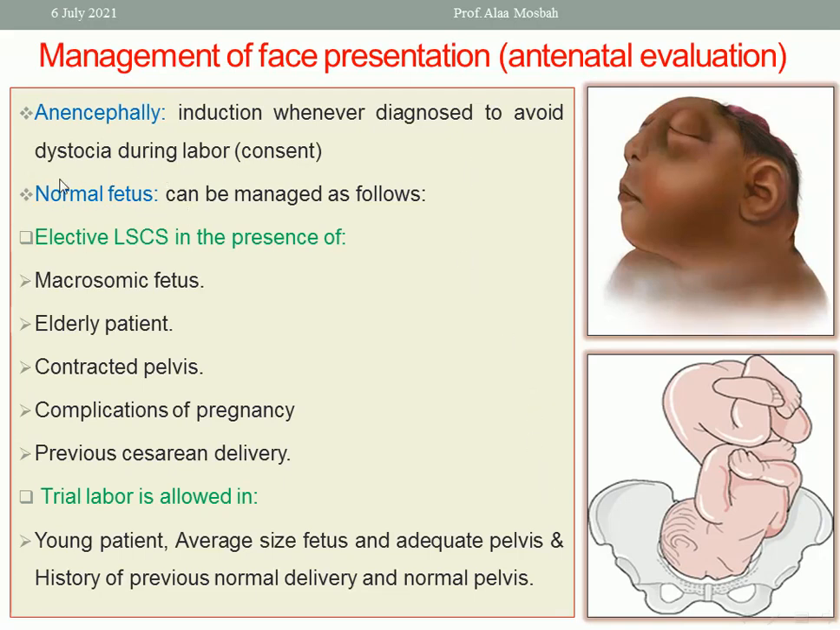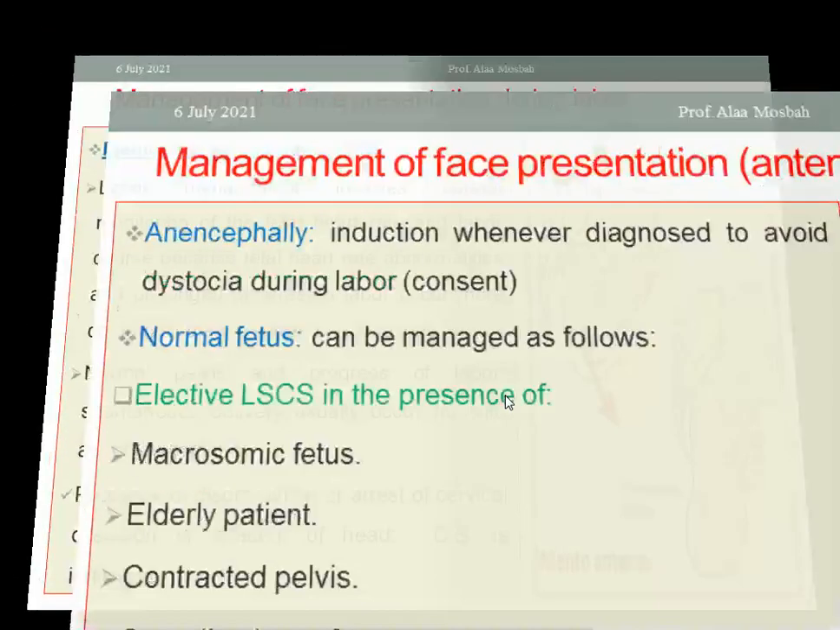What about the normal fetus? It can be managed by elective cesarean section if there is contracted pelvis or fetopelvic disproportion or macrosomic baby or any other complication with pregnancy or previous cesarean section, and in mento-posterior cases. Trial of labor can be given to the young patient with average size fetus and capacious pelvis, and if she has a history of previous normal delivery and normal shaped pelvis and the mento-anterior position.